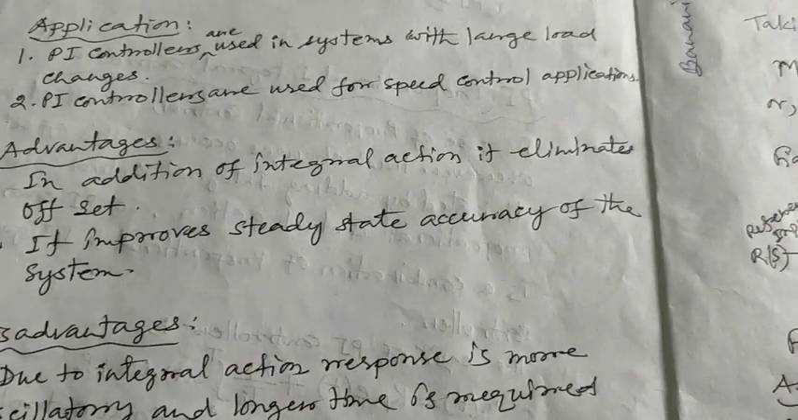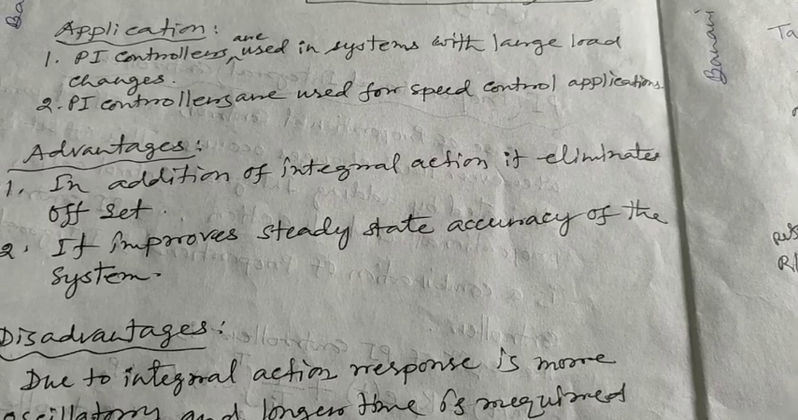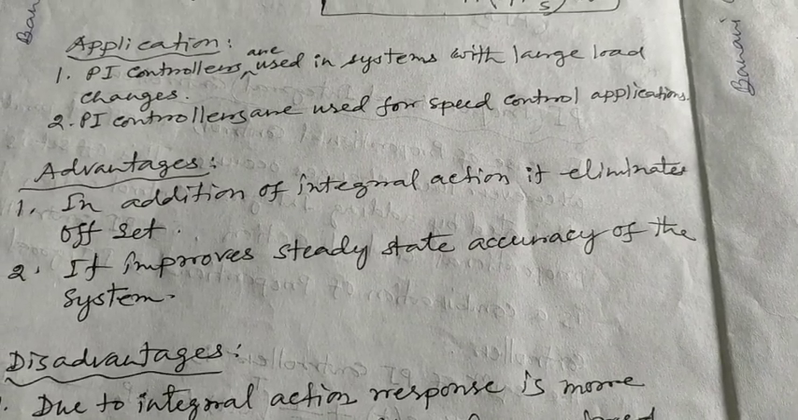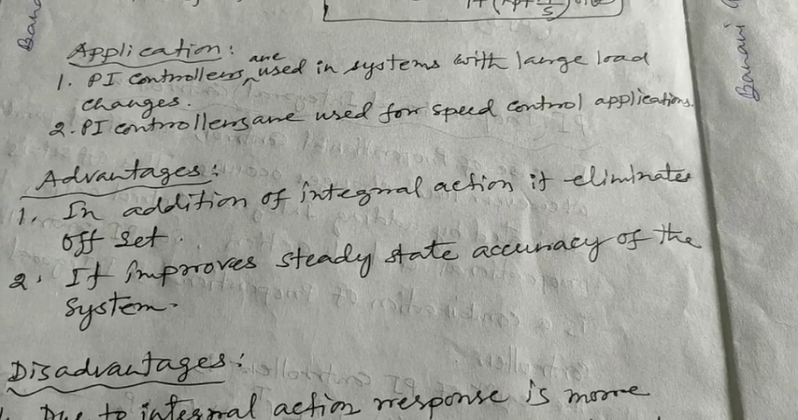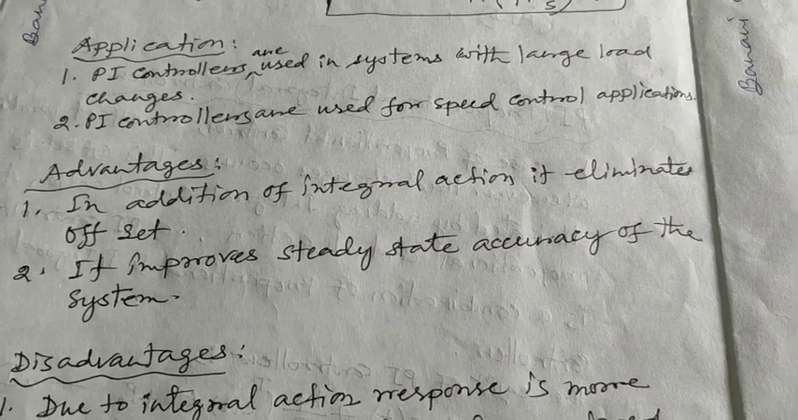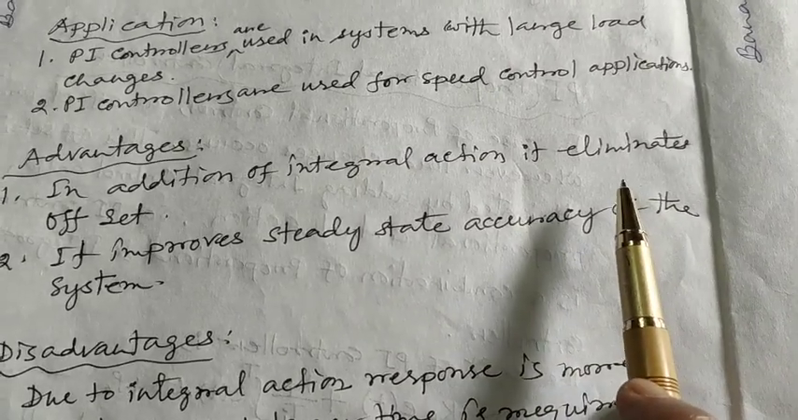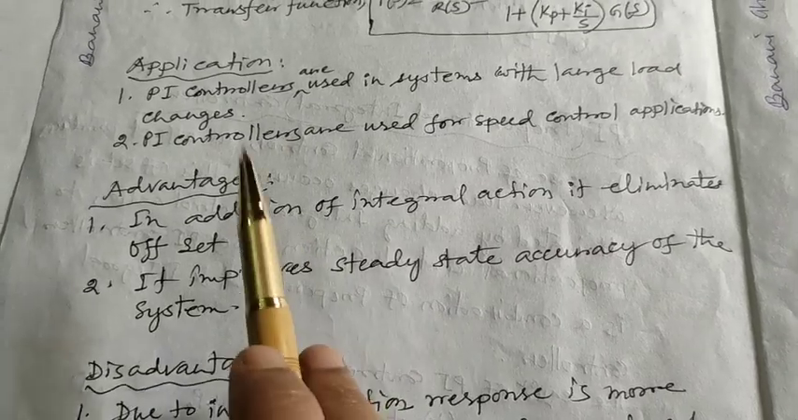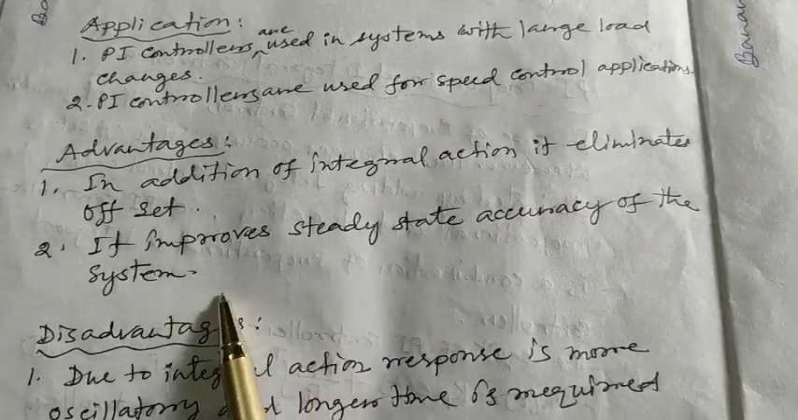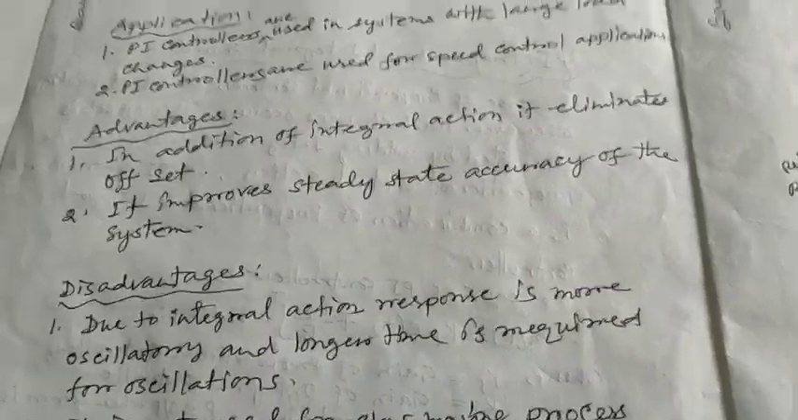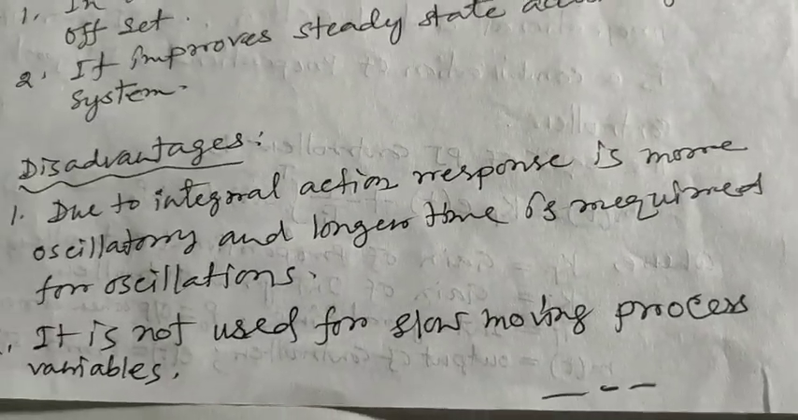In a PI controller, an integral action is added to the proportional control action. So in addition of integral action, it eliminates the offset which is developed in the proportional controller. It improves the steady state accuracy of the system. These are the advantages of the PI controller.